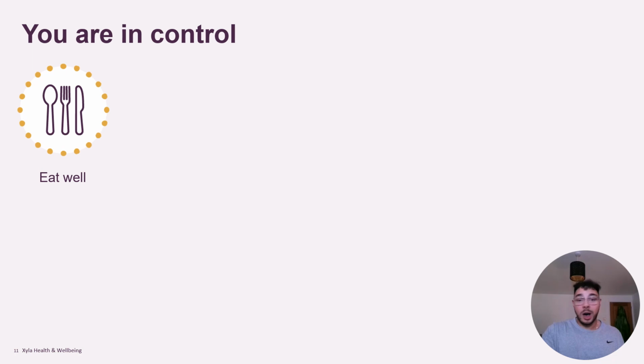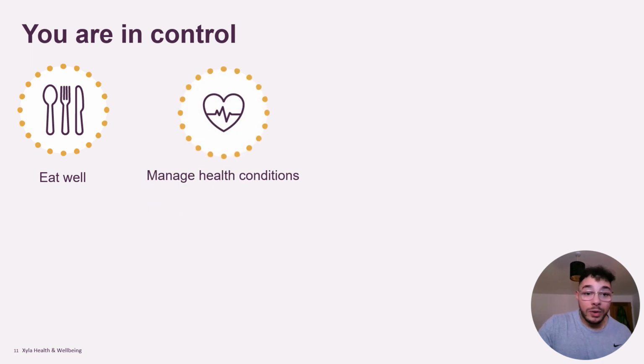We get glucose from carbohydrates containing foods. There's plenty of healthy options, but carbohydrates can also make up a lot of our favourite snacks and can be quite easily overconsumed. You don't need to give up everything as part of the program, but it's important to get that balance right. Our next one is managing our health conditions.